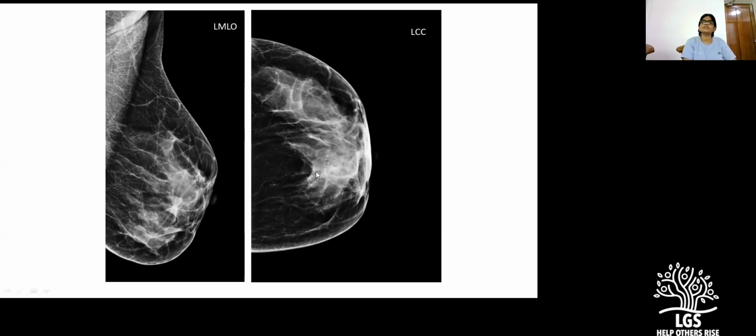On CC, this technically could be 12 or 6 o'clock, just behind the nipple. So how do you decide whether it's 12 or 6? You look at the MLO. On the MLO, draw a line from the nipple to the back edge of the pec muscle. If it's below, it's usually 6 o'clock, and if it's above, it's likely to be the 12 o'clock position. Here the microcalcification is below, so this is the 6 o'clock position. That's how you correlate your mammographic finding to the clock position.